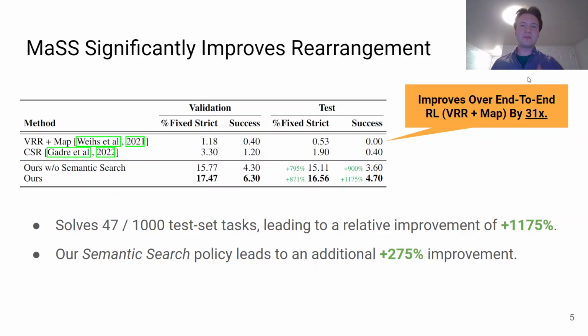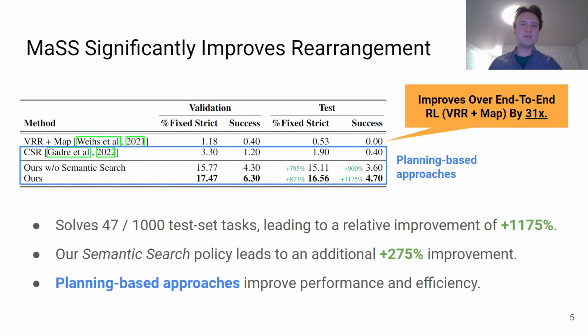In addition, our semantic search policy accounts for 275% of the observed performance gains, and our results confirm that planning-based approaches, which include CSR and our method, can improve both performance and efficiency on visual rearrangement problems.